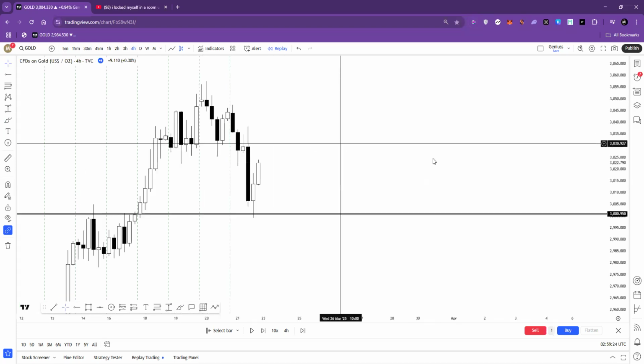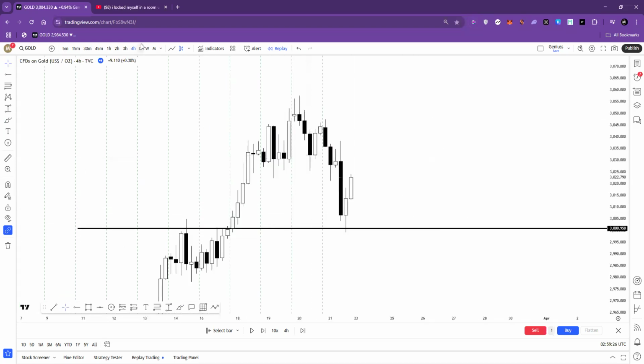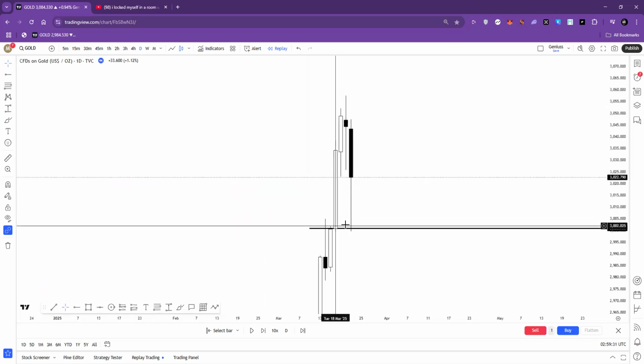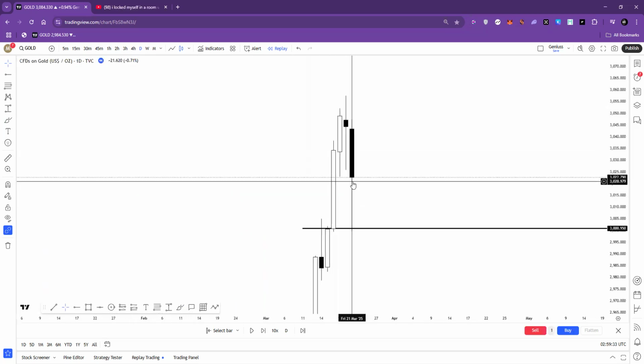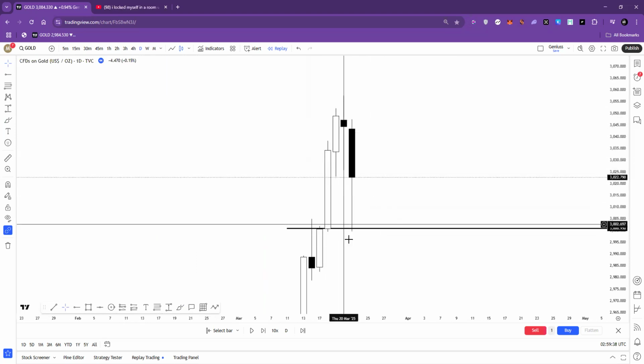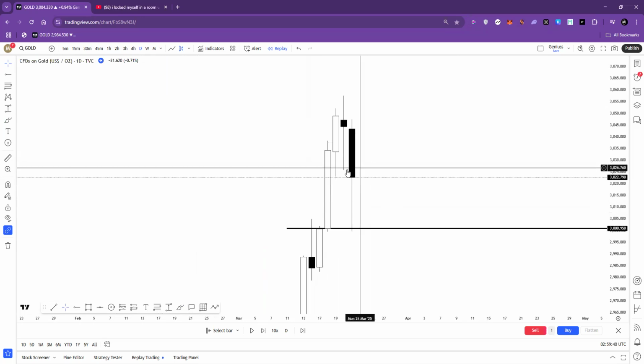Now, what was I looking for? I saw that the market already came into the daily time frame key level and rejected. This rejection is very, very important. It did not close below, it closed above and rejected.